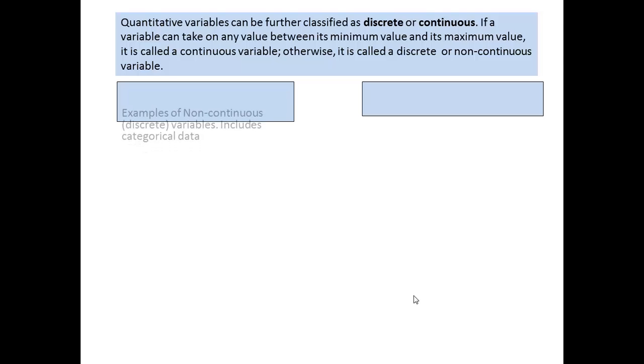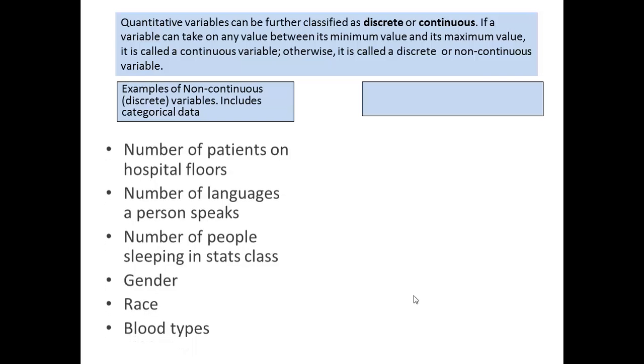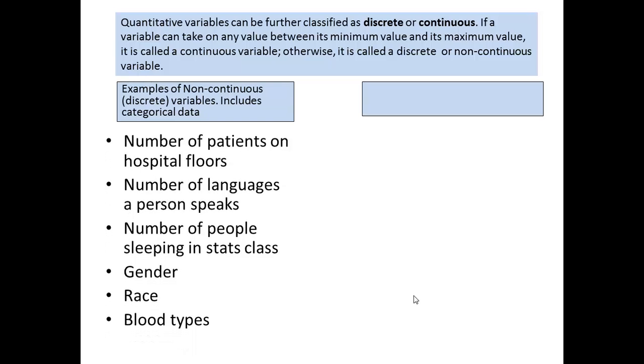Nominal level data: number of patients on hospital floors, number of languages a person speaks, number of people sleeping in a stats class, gender, race, blood types. These are non-continuous discrete variables. Basically, there are no relationships between each variable.